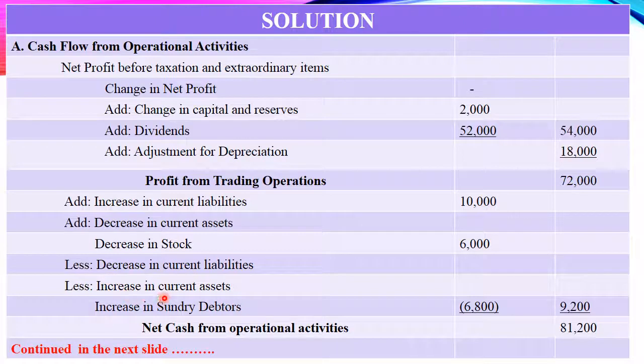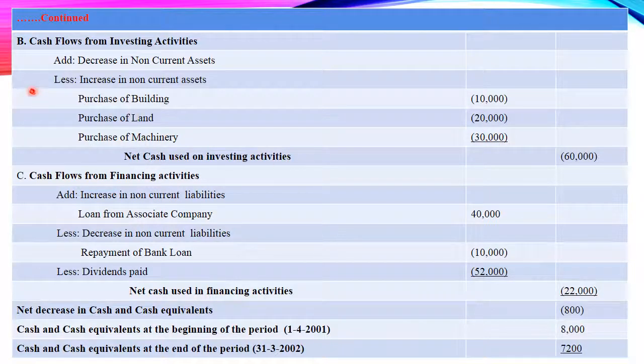Then you less any increase in current assets. If you look at the debtors, they have increased. If the current assets have increased, what does that mean? It means that the company has sold more items on credit. When we sell stock on credit, we don't receive any money, and therefore it's like we are reducing our cash flow, and that is where we have deducted 6,800. So when you subtract that, you get the total here. The net cash flow from operational activities is 81,200.